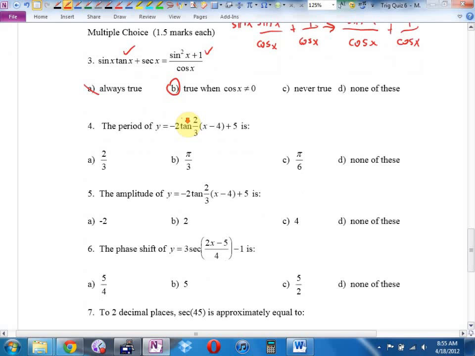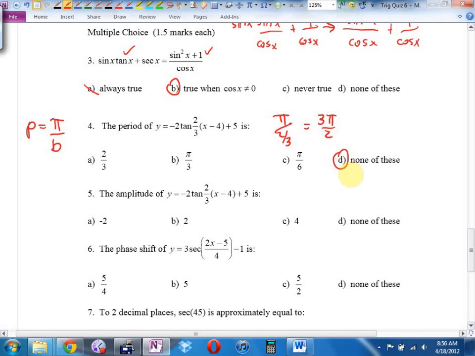Number 4 is sneaky because I'm asking you a period question, which is totally fair game, but I'm throwing in tangent, which we haven't done for a while. The period of tangent wasn't 2 pi over b, it was pi over b. Ugly cousin. So it's going to be pi over 2/3. Right? How do I divide by a fraction? Flip and multiply. It's going to be 3 pi by 2.